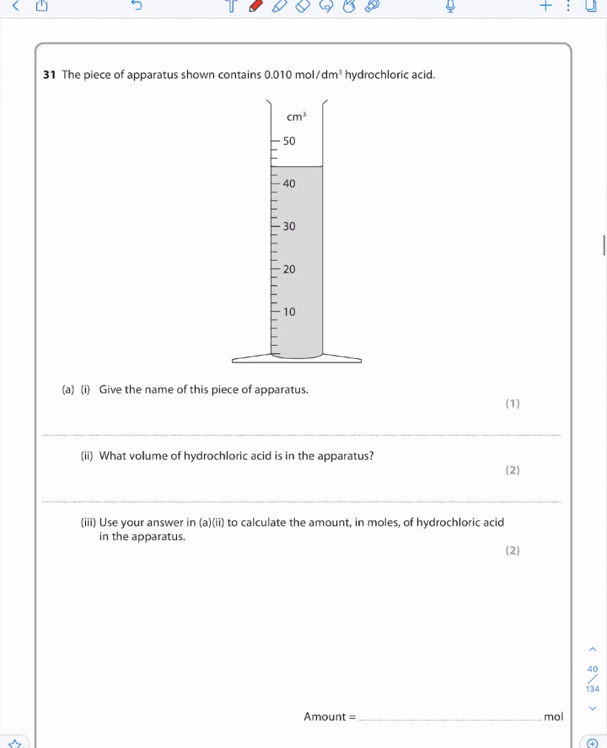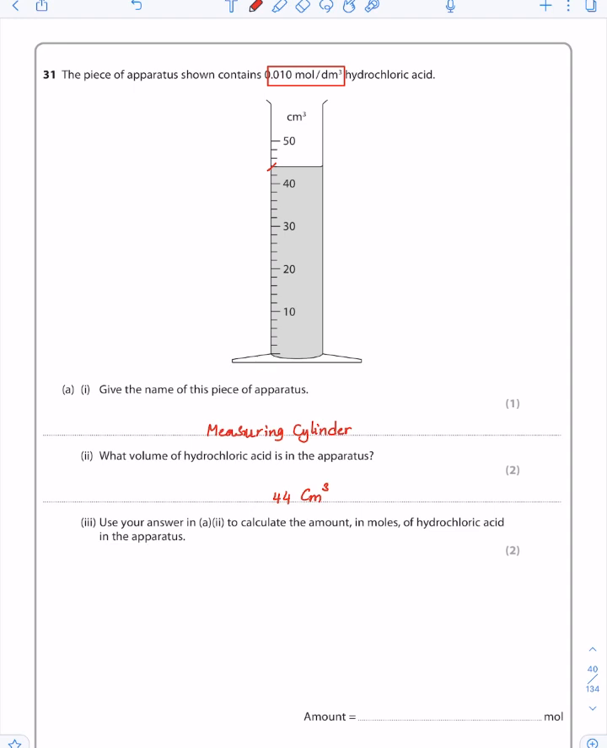Question 31. The piece of apparatus shown contains 0.010 mole per cubic decimeter hydrochloric acid. Give the name of this piece of apparatus. Of course it is very clear that it is a measuring cylinder. Measuring cylinder. What volume of hydrochloric acid is in the apparatus? We have here 44 cubic centimeters.